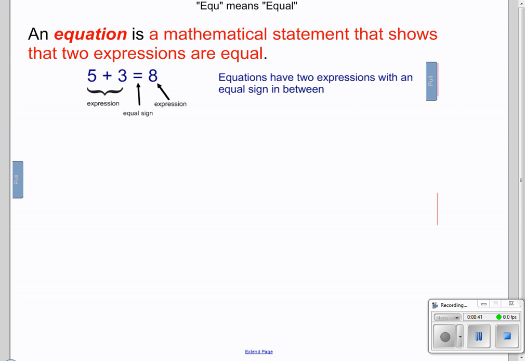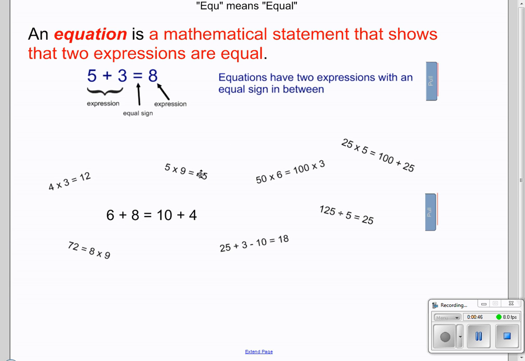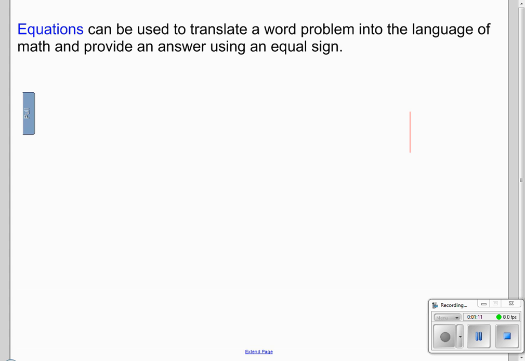And here are a bunch of examples. We have simple ones like 4 times 3 equals 12. But we also want to notice that you can have an equation where it's not showing you the answer, it's just showing you another expression that is equivalent. So 6 plus 8, which is 14, is equal to 10 plus 4. 25 times 5 is equal to 100 plus 25. Those are all equations.